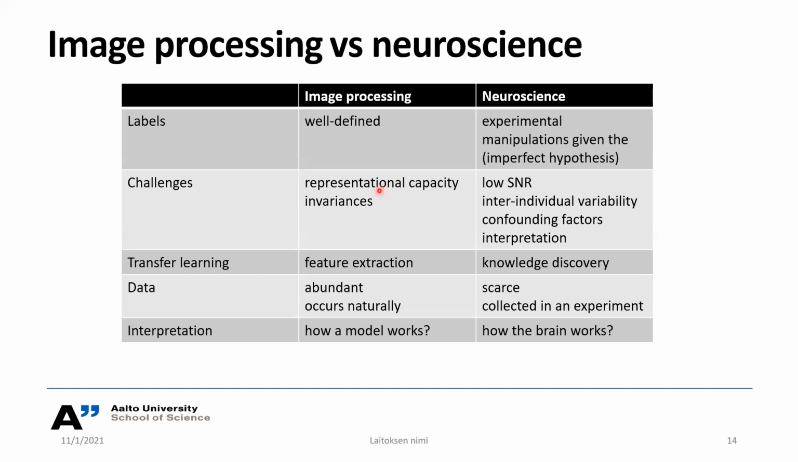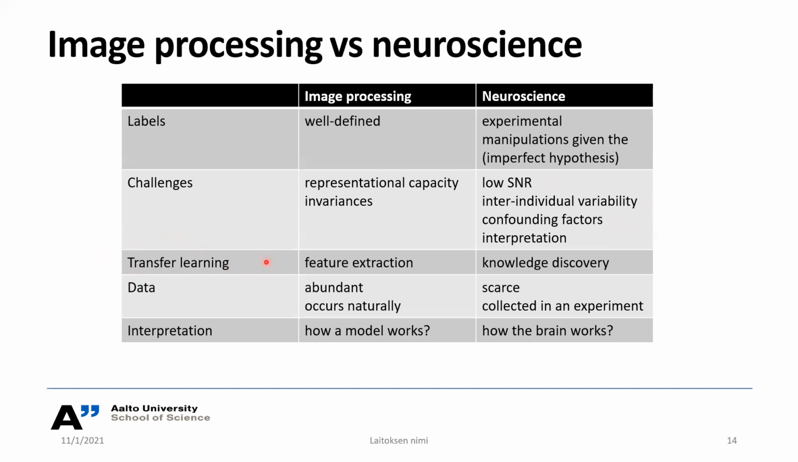The challenge in image processing is, of course, to represent very complex features and make your system robust to all kinds of sources of variation, for example translation invariance, rotation invariance, and scale invariance. The main challenge in our domain is mostly low signal-to-noise ratio. So you need to separate the sources of the signal from the noise. There is also high inter-individual variability in the signals. That's why we use biophysical modeling, for example, for all kinds of confounding factors, such as eye movement artifacts, and of course for interpretation, because basically we try to learn something about the brain.